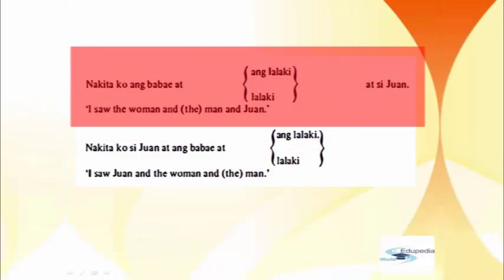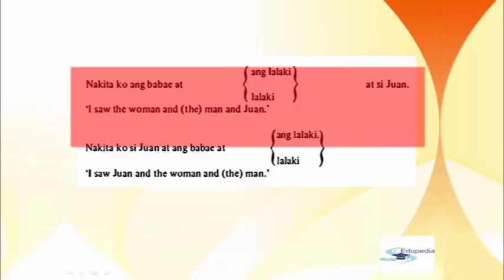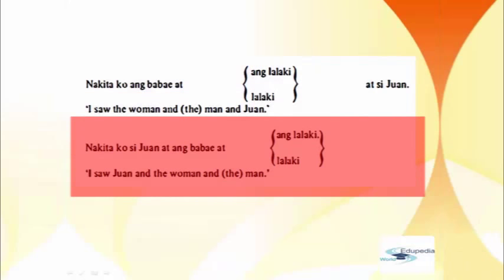Nakita ko ang babae at ang lalaki at si Juan. Nakita ko ang babae at lalaki at si Juan. I saw the woman and the man and Juan. Nakita ko si Juan at ang babae at ang lalaki. Nakita ko si Juan at ang babae at lalaki. I saw Juan and the woman and the man.